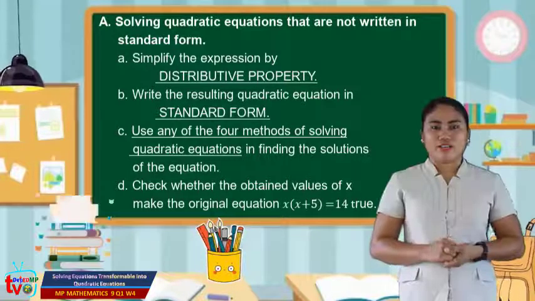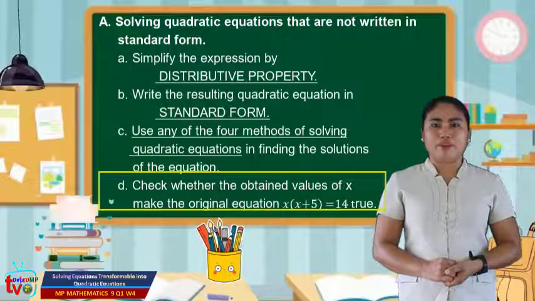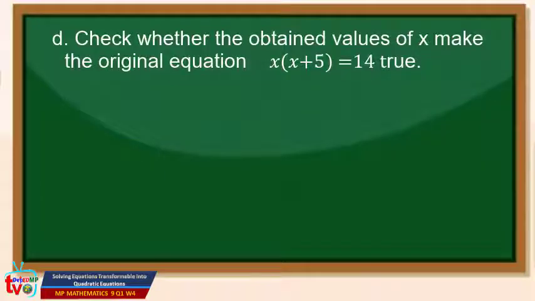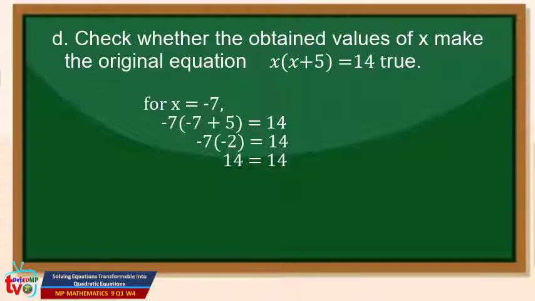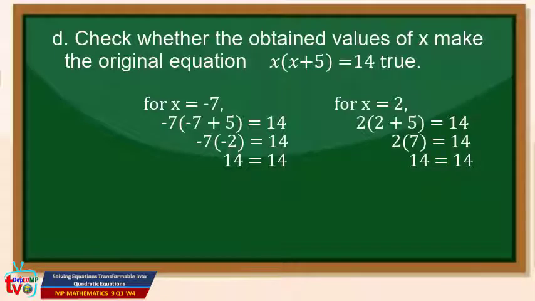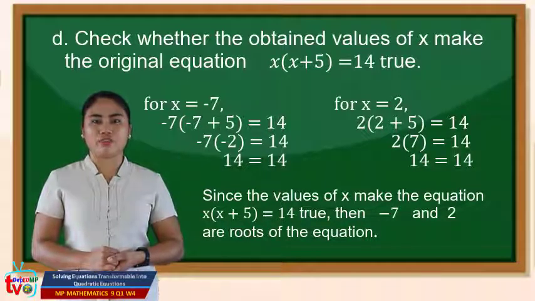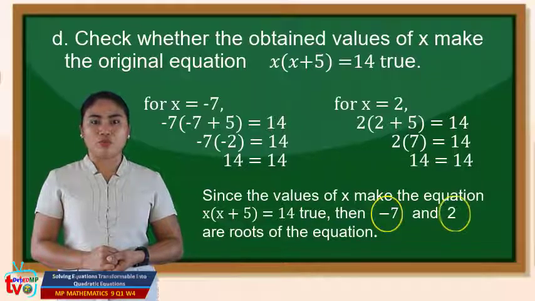Fourth step, check whether the obtained values of x make the original equation x times (x plus 5) equals 14 true. Substitute negative 7 and 2 in the equation x times (x plus 5) equals 14. For x equals negative 7, if we substitute negative 7 in the equation, we have 14 equals 14. For x equals 2, substitute 2 in the equation x times (x plus 5). So we have 14 equals 14. Since the values of x make the equation x times (x plus 5) equals 14 true, then negative 7 and 2 are roots of the equation.